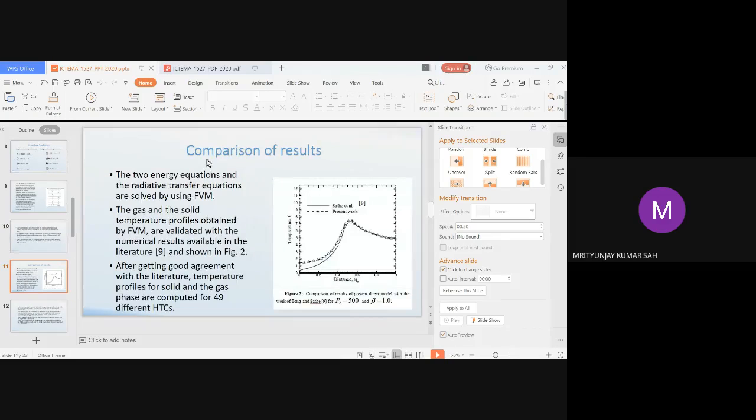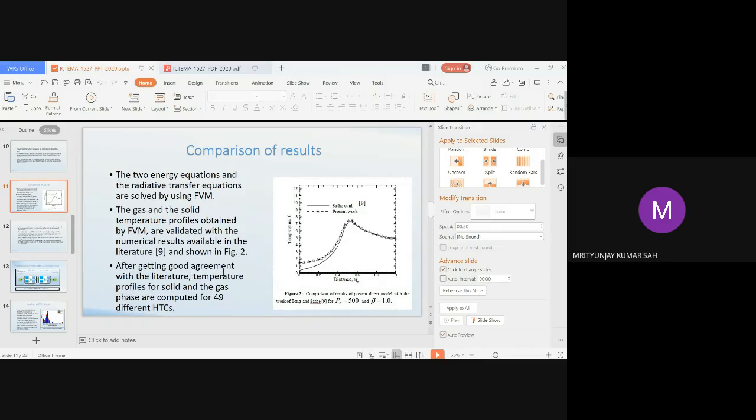And now here are some comparisons of results. In figure 2, there is the comparison of results of the present direct model with the work of Tong and Seth. Here the two energy equations and the radiative transfer equation are solved using FVM, and the gas and solid temperature profiles obtained by FVM are validated with the numerical result available in the literature, reference 9, as shown in figure 2. Here in figure 2, the results of Seth, the ideal case and the present work are compared with temperature and distance.